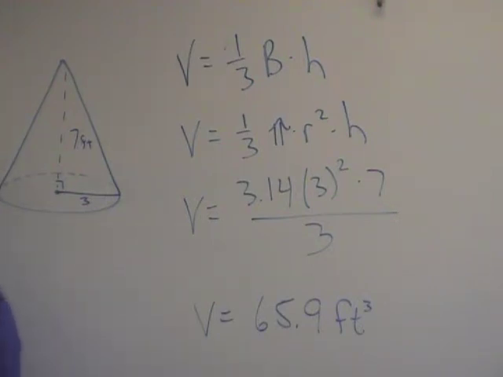Everybody get 69? I got 65.9, that's what it says. Yeah, that's what I got. Depends on when, did you round anytime during your problem? No. So everybody got 65.9?